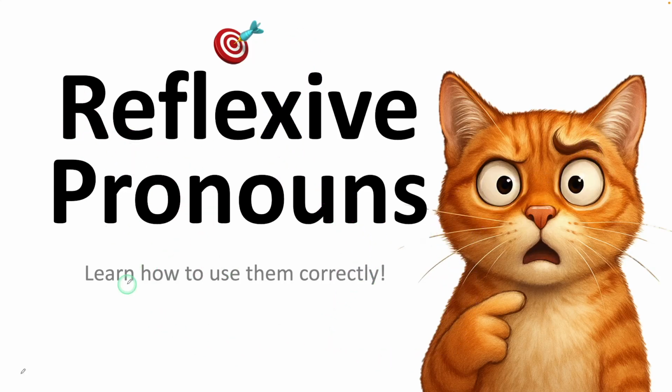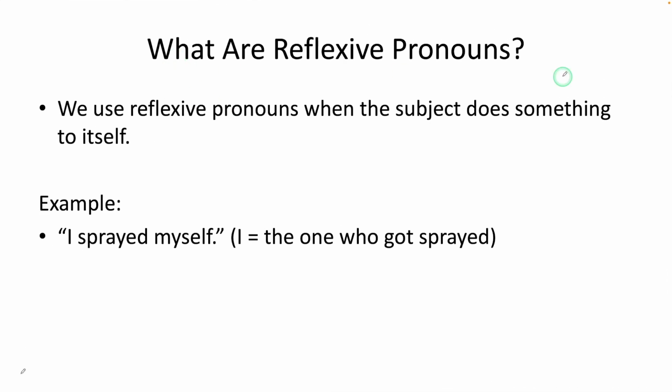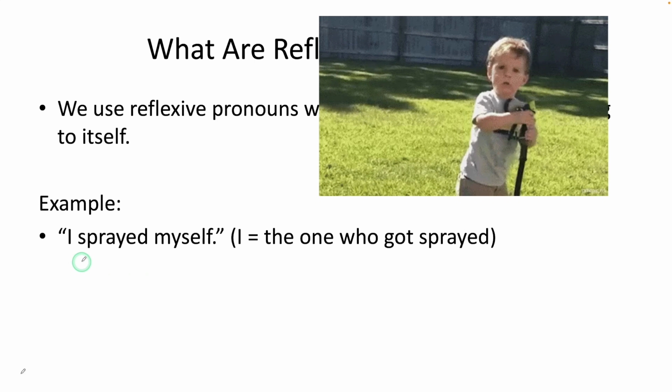Reflexive pronouns. Let's learn how to use them correctly. So what are reflexive pronouns? We use reflexive pronouns when the subject does something to itself. For example, let's look here. I sprayed myself. So I, the one who got sprayed.